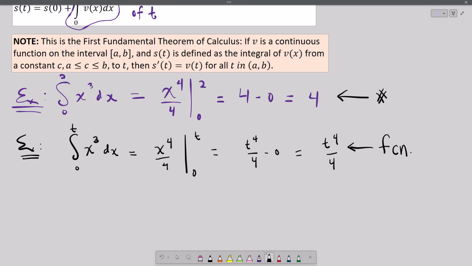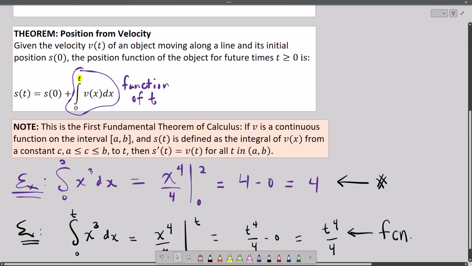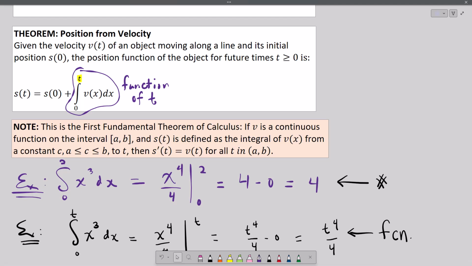So just be aware of that. When you see a letter in the limit of integration, it means you're dealing with a function, not a scalar. Scalar, constant, those are all synonymous: number, scalar, constant. So very different. This is what we were just talking about with that last example: we found the displacement on that time interval, but we didn't know where we were displacing from, so all we could say was 9 meters to the left.